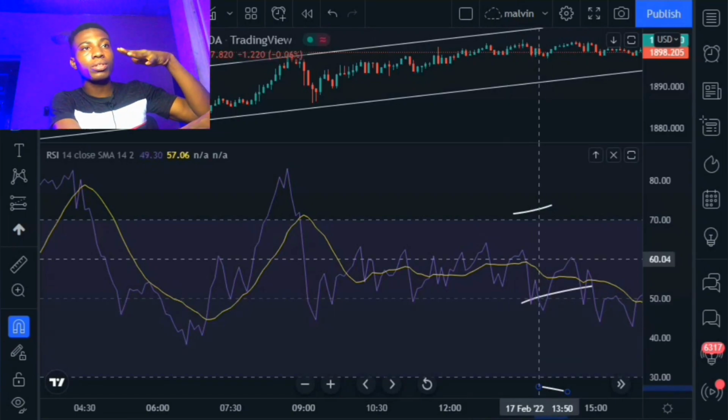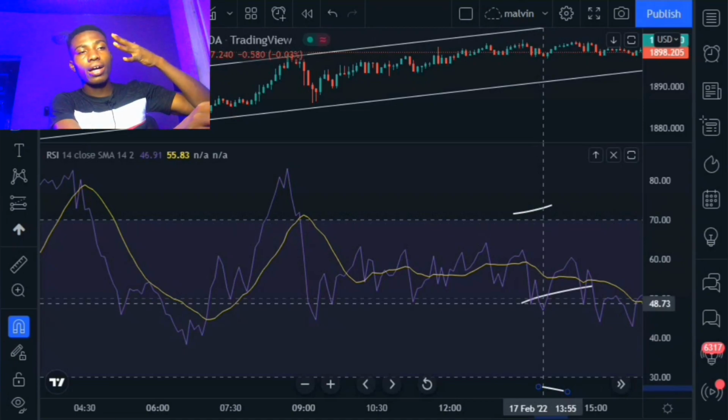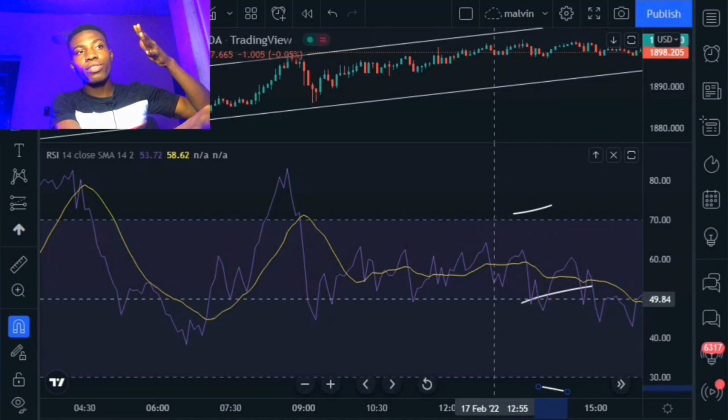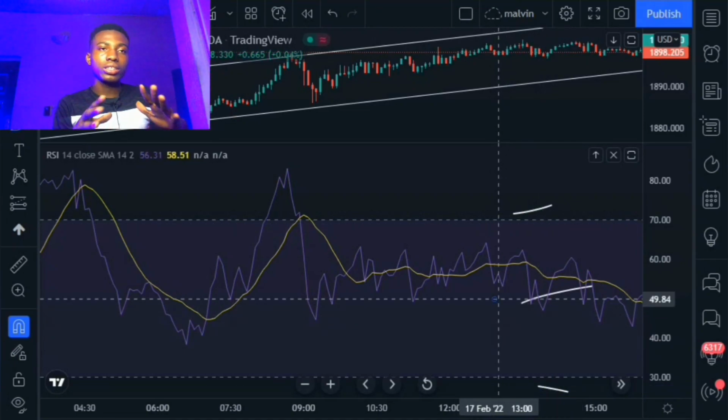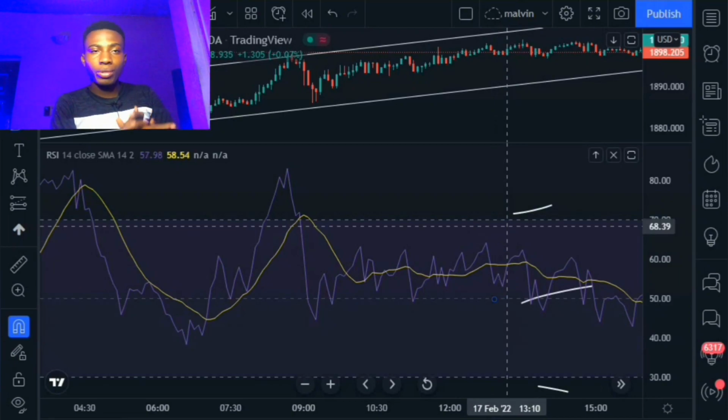Now I've already explained the 70 mark and the 30 mark. So what is the 50 mark? The 50 mark is a representation of equilibrium, where price is not in an overbought zone and not in an oversold zone. Whenever we see price at the equilibrium, which is 50, we'll see more consolidations in the market. Let me break it down in a nutshell. Whenever you see price at the 70 mark, we're expecting price to go down at that point.